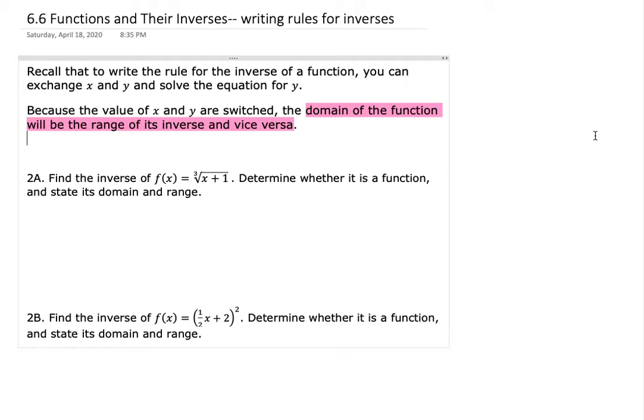Let's talk about writing rules for inverses of functions. I know we did this before, and hopefully you can remember it. It says recall that to write the rule for the inverse of a function, you can exchange x and y and solve the equation for y. Because the values of x and y are switched, the domain of the function will be the range of its inverse. And the range of the function will be the domain of the inverse. So that is a nice trick that helps you figure out domain and range.